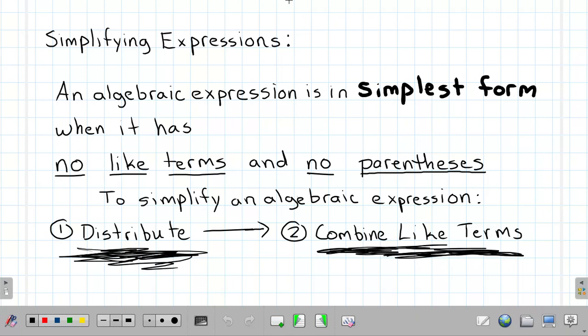So when you're simplifying expressions, an algebraic expression is in simplest form when it has no like terms and no parentheses, okay? So there's no more like terms we can combine, and we've taken care of the parentheses with the distributive property. So the steps you need to do to accomplish this are to first distribute. So number 1 is distribute, and then you combine like terms, okay? So distribute first, then combine like terms. So what does that mean? What does that look like?